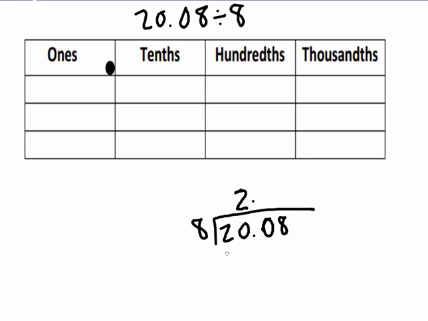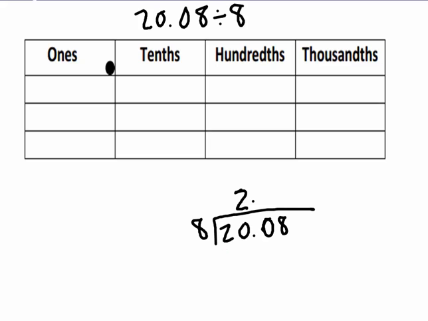I multiply. 2 times 8, that is 16. After I multiply, I subtract. I check, is this number less than this number? It is, so I continue. 8 goes into 45 times. 5 times 8, that is 40. Subtract, check, 0 is less than 8, so I bring down.